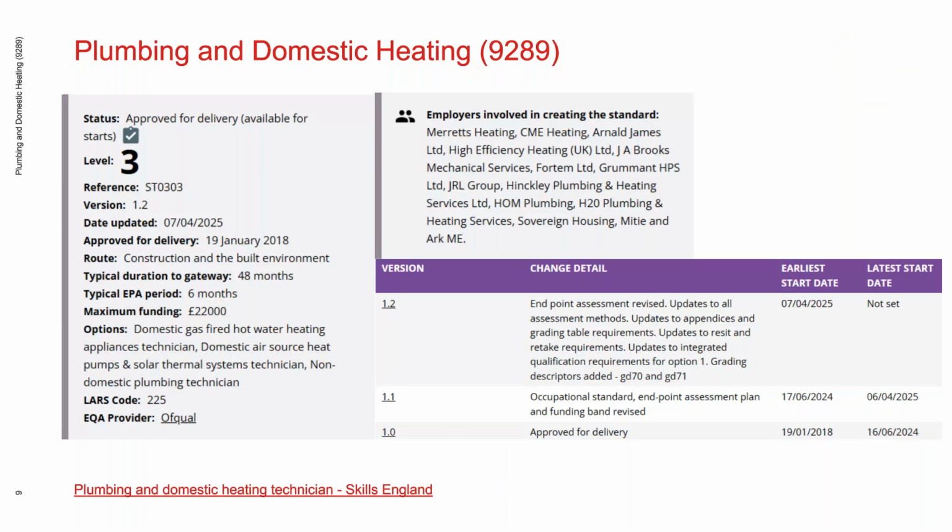So the plumbing and domestic heating 9289, so the standard 0303, this is version 1.2, which was last updated on the 7th of the 4th, 2025. Typical EPA period 6 months, typical duration to gateway 48 months, maximum funding 22,000. So the last code 225. So we'll take a great look at this as we go along.